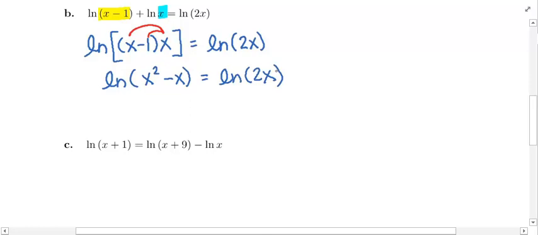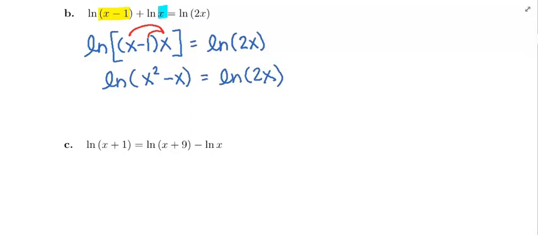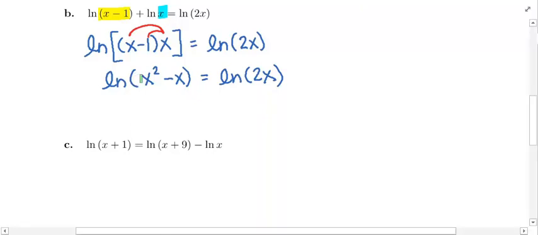And now look at what we have. On the left, we have the natural log of x squared minus x. And on the right, we have the natural log of 2x. So we have one logarithm equal to one logarithm, and the bases are the same. So the only way this statement can be true, the natural log of something is equal to the natural log of something, is if the somethings are the same. So we're going to take the x squared minus x and set it equal to 2x. So x squared minus x is equal to 2x. So the logarithms are gone.